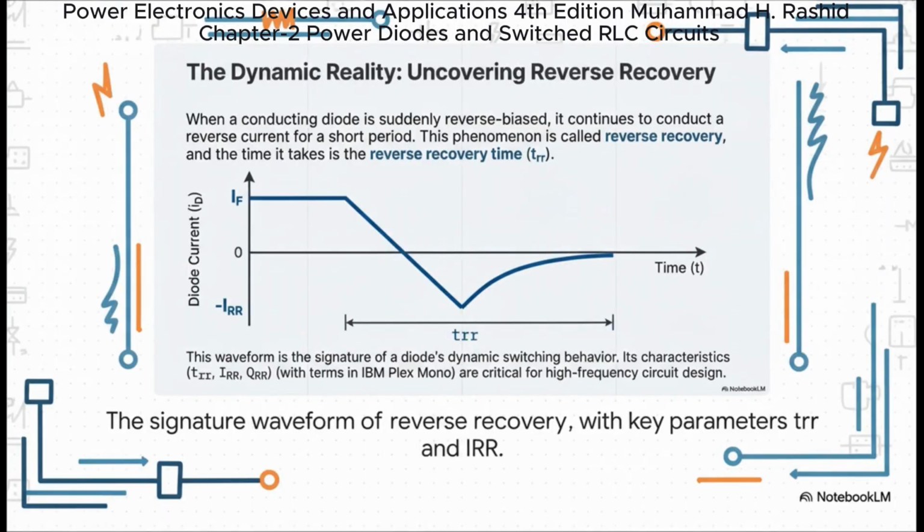Okay, take a good look at this waveform. This tells the whole story. We command the diode to turn off right here, but look what the current does. It doesn't just go to zero, it actually shoots negative. It conducts in reverse for a short period of time before it finally gets its act together and turns off. That whole event, that is the signature of reverse recovery.